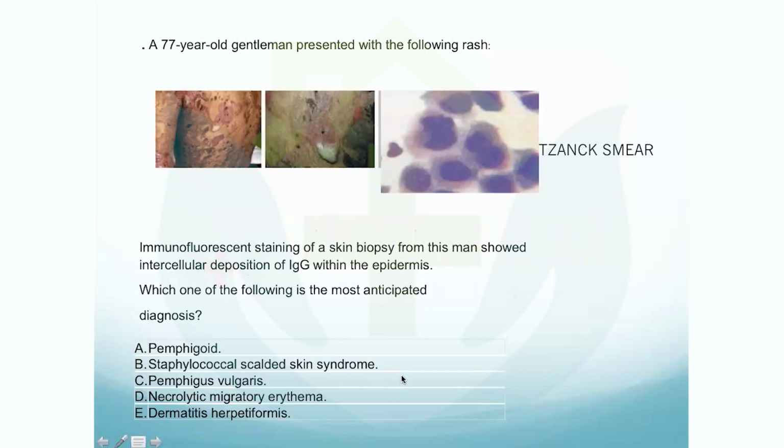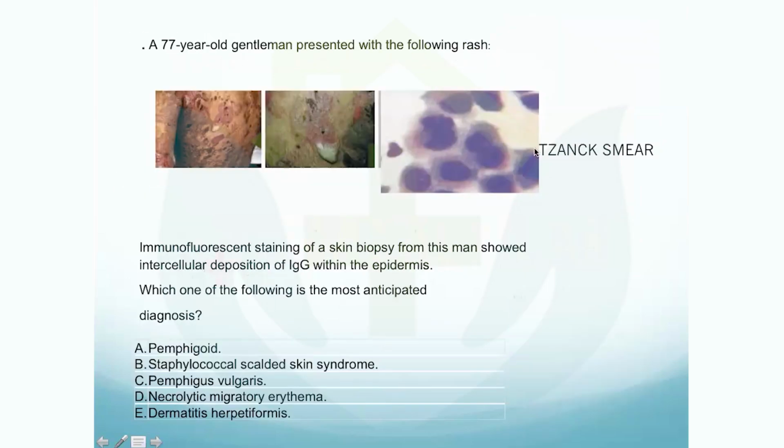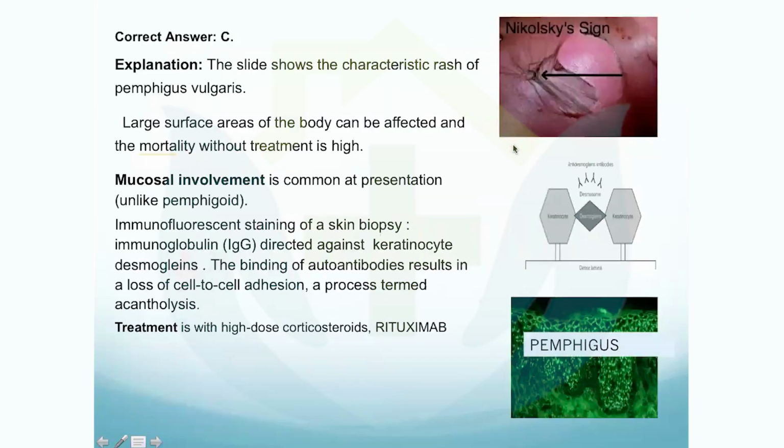Pemphigus vulgaris, yes, this is the diagnosis because you can see this flaccid bulla. This is the hallmark of pemphigus, and this Tzanck smear, that is scraping from the skin, shows these acantholytic cells.